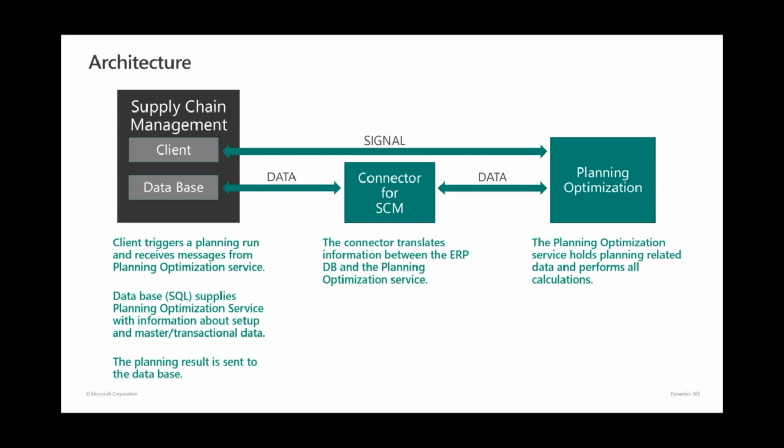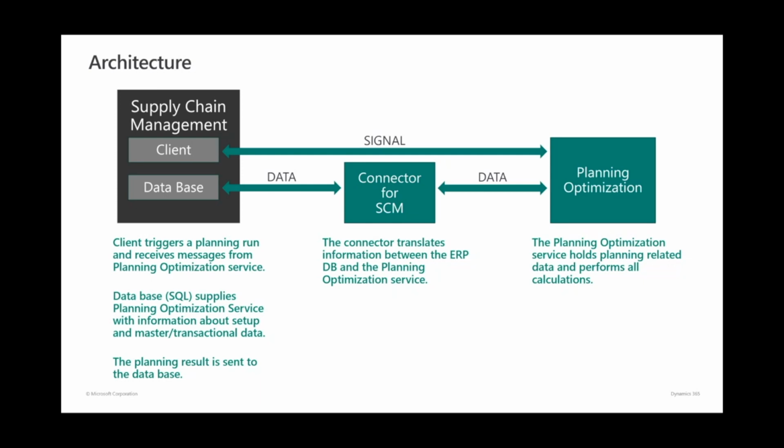Then we do have the database, we do have the connector, and we do have the planning service itself. So as soon as the planning service is triggered, the connector goes and grabs data from the SQL database, bulk copying data into our servers, which are made and optimized for planning execution, executes the planning, and then uses the connector to drop the results into the ERP database.